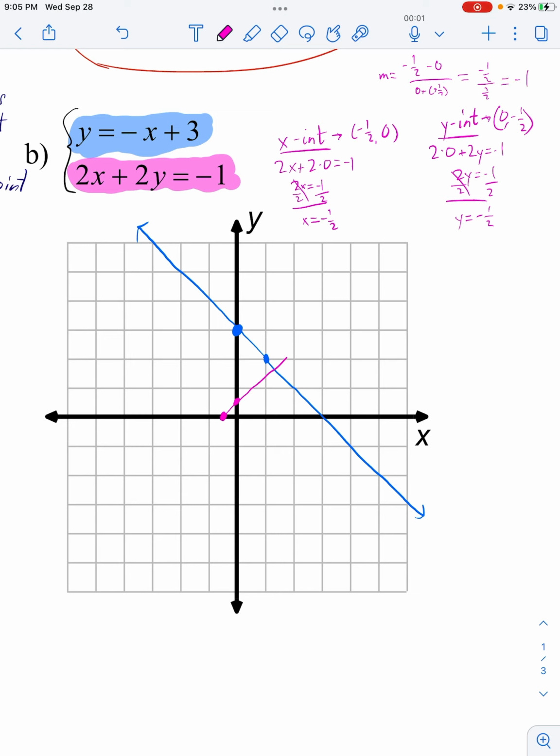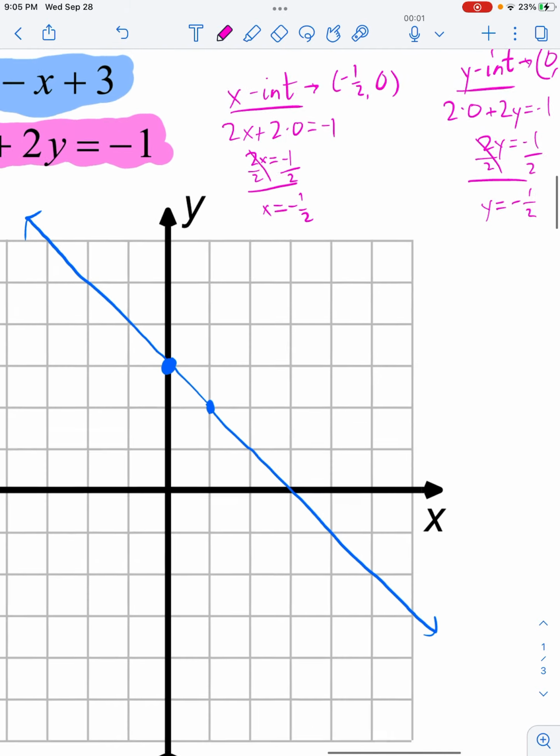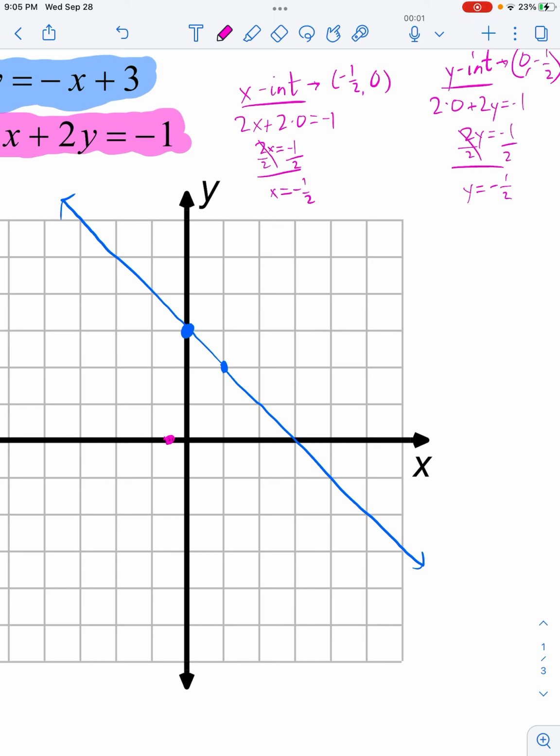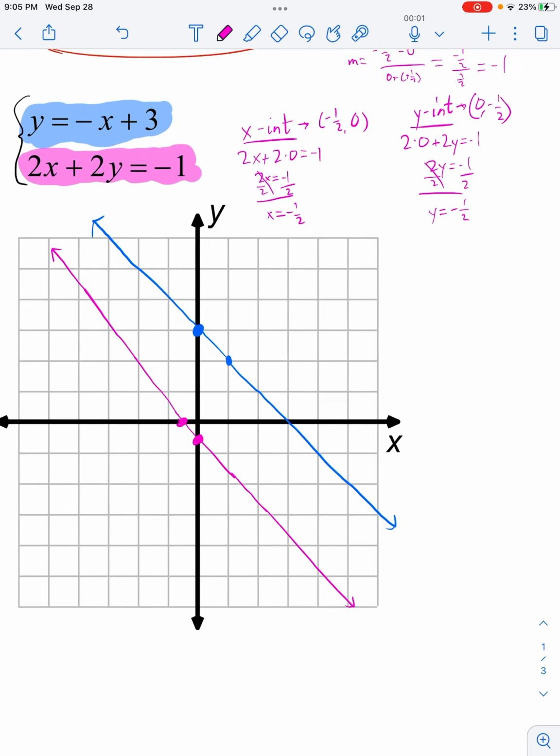Did I plot that wrong? Oh, I did plot it wrong. Sorry, guys, I plotted it wrong. So my x-intercept's in the right spot. My y-intercept should be down here. My slope is -1. Okay. Boom. Boom. Boom. Boom. Sorry about that, guys. Just plotted the y-intercept in the wrong spot.